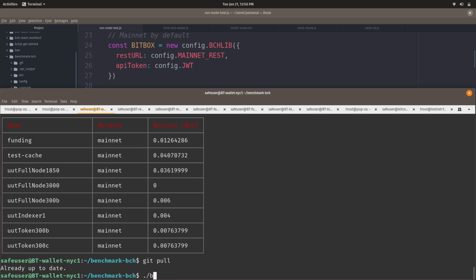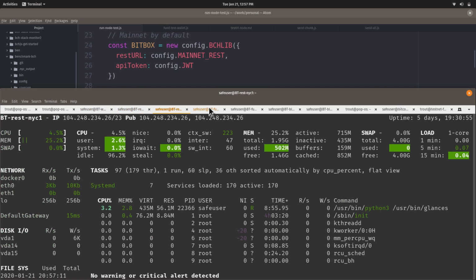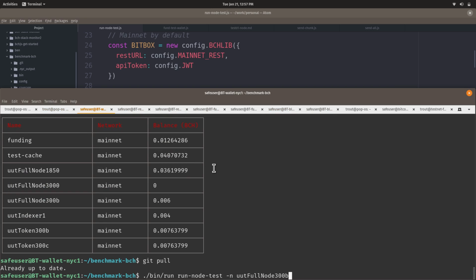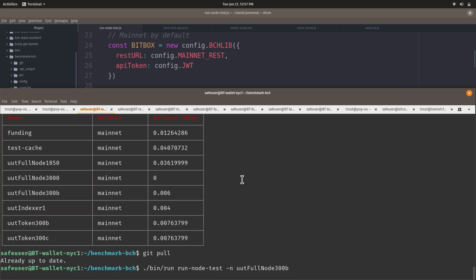Then run the node test, UT full node 300B. Okay, so we're set, and here we go. It's calculating the 300 addresses that it's going to spend.